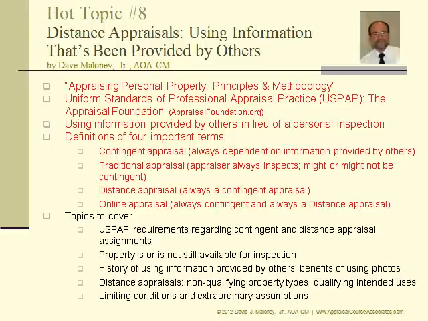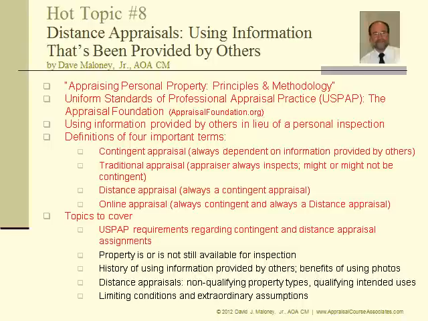Let's begin. We'll divide this hot topic discussion into several sections. First, we'll delve into the underlying USPAP requirements, including the competency rule, that govern contingent and distance appraisal assignments, in which the appraiser makes use of photographs and other information provided by others in order to develop an opinion of value, and in which the appraiser may or may not personally inspect the subject property.